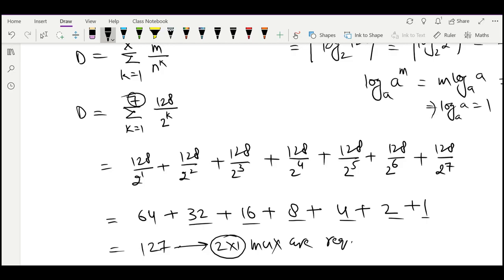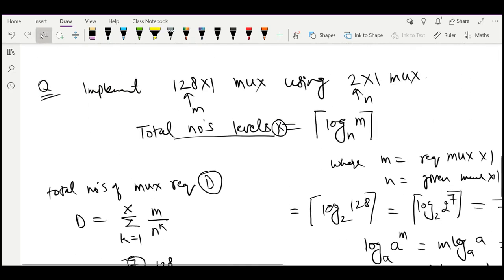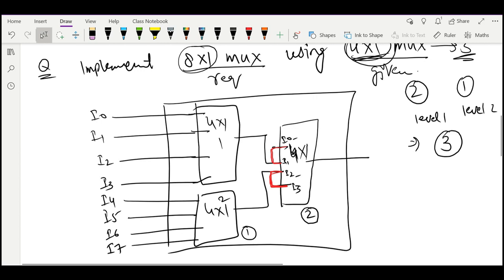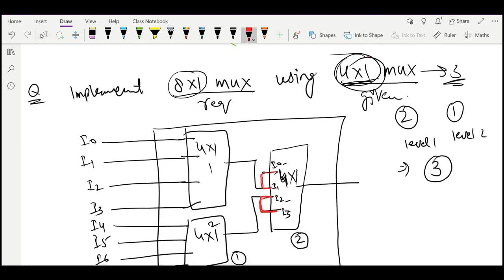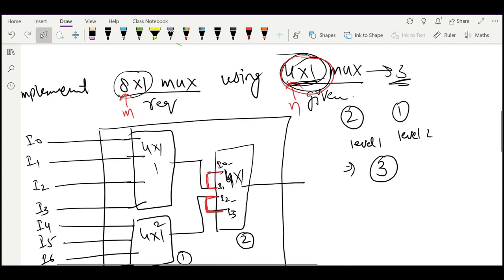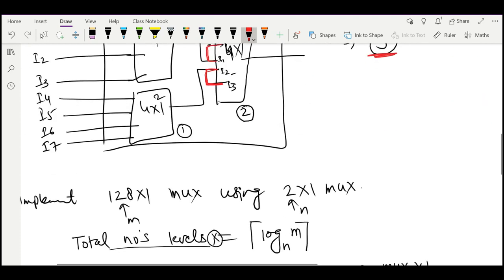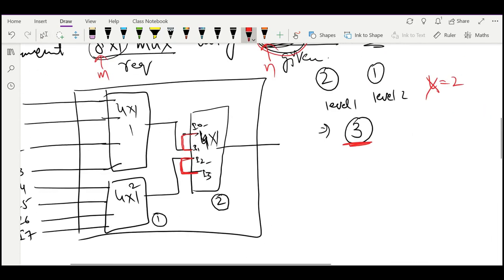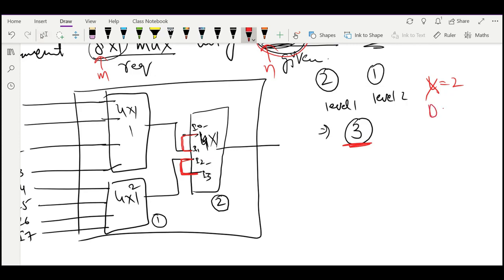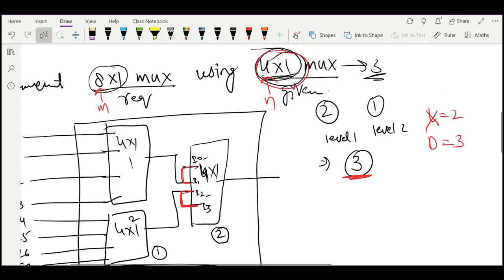Okay, if you want to check whether the formulas are correct or not, you can solve this. So here you can check this. We have n as 4 and m as 8, and now we know the answers. Let's see whether the answers are correct or not. So we have two levels, so x equal to 2 and d equal to 3. We get these answers. Let us find out with the formula also.